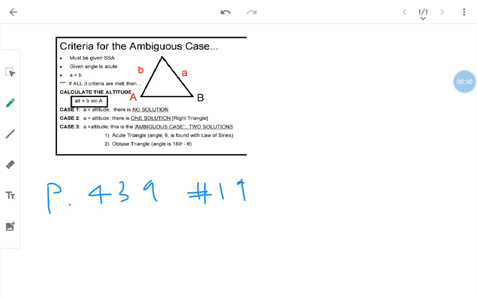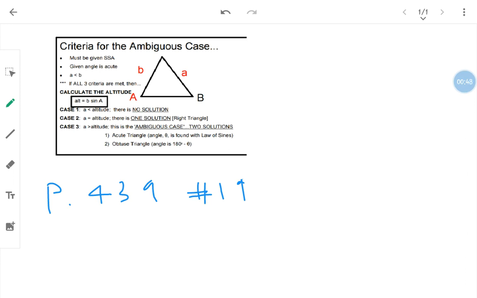Solve both triangles. That's what we just reviewed with the other video, which is example 3. According to the information, you have to check the criteria for the ambiguous case. The direction already tells us that we're going to have two triangles, but you never know, so you have to find out. Let's check it. It must be given SSA. Do you think that is SSA?